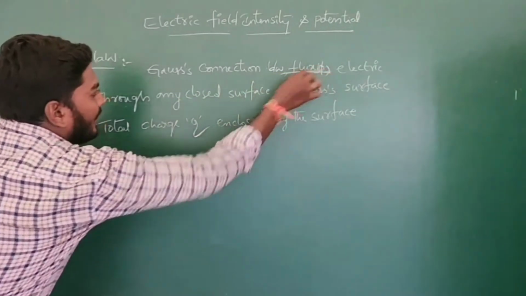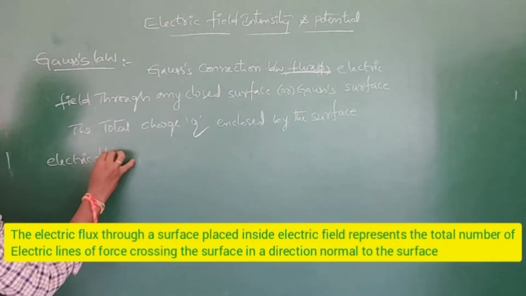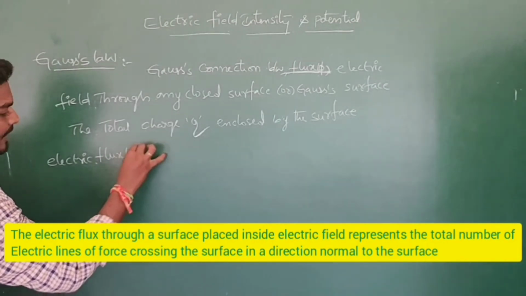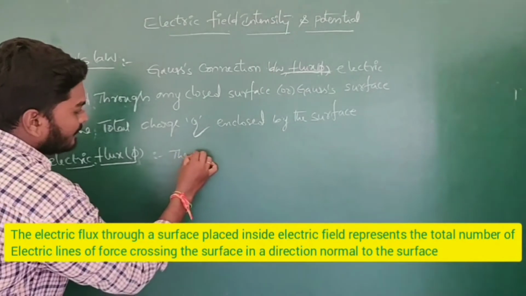What is electric flux? Electric flux is denoted by phi.